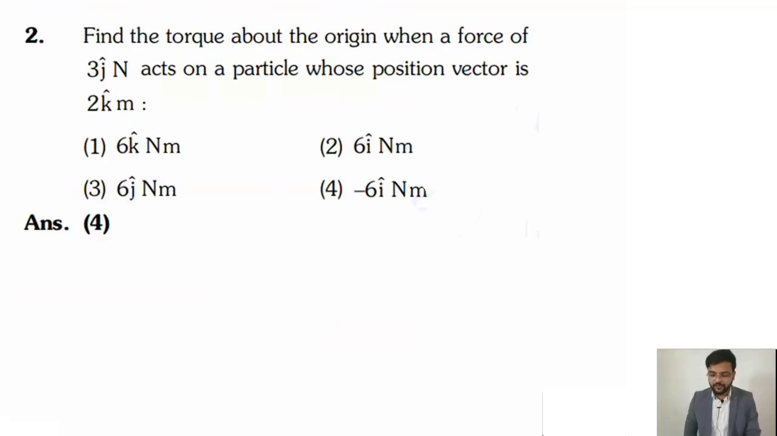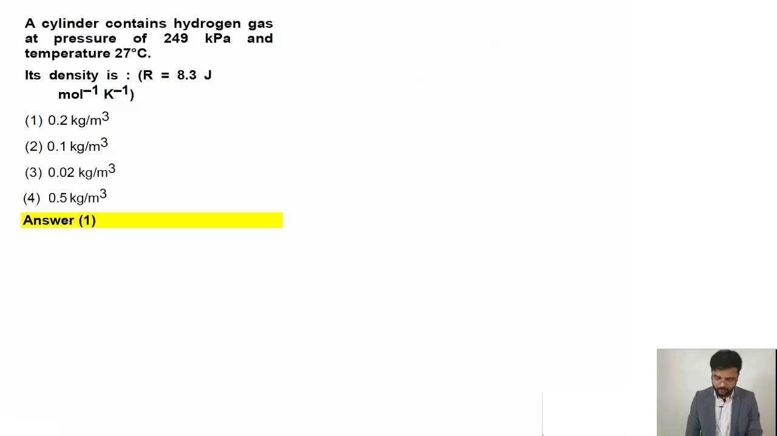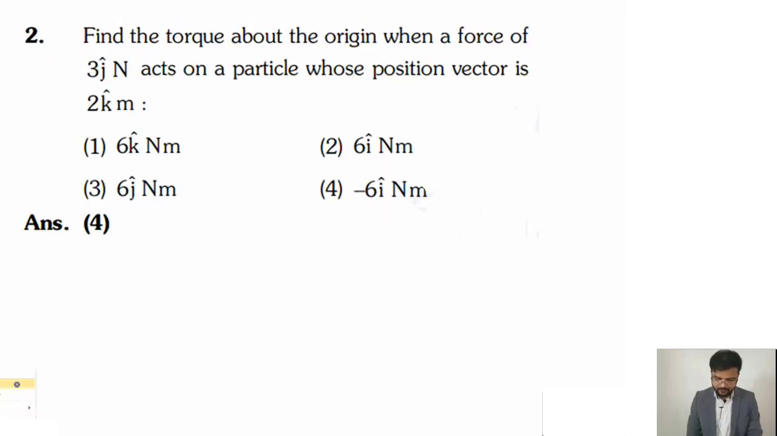In the second question, find the torque about the origin when a force of 3j Newton acts on a particle whose position vector is 2k cap meter. So here he is asking for torque. So we know the torque formula: torque equals r cross F.